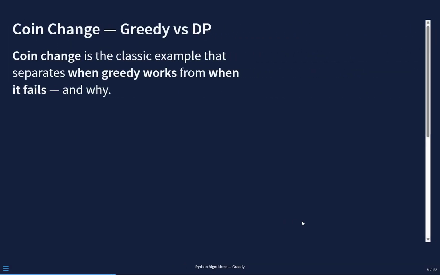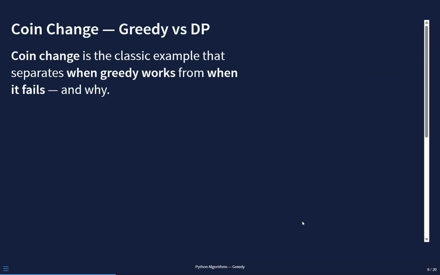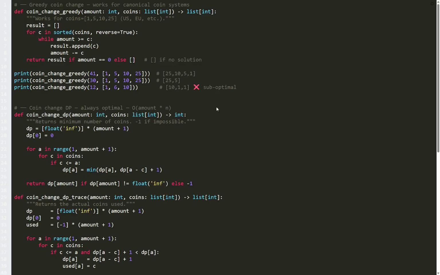Next, coin change is the canonical example for understanding when greedy succeeds and when it fails, and it's worth studying in depth. The greedy approach: sort coins in descending order. Repeatedly take the largest coin that fits. For standard denominations, 1, 5, 10, 25, this always works. Try any amount up to 1,000 cents.